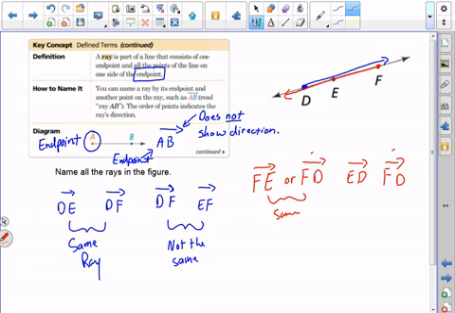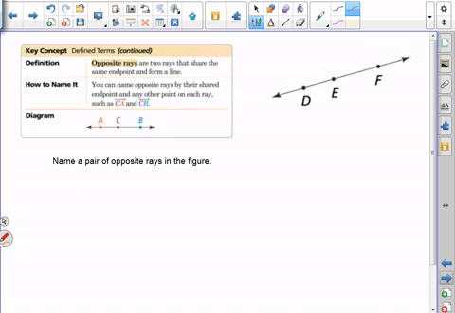Now, keep in mind, the order matters when we start to name arrays. And the first letter in the name has to be the endpoint of the ray. The second point simply tells you what direction you're going. And speaking of rays, let's take a look at what opposite rays are. So what I want you to do is I'm going to ask you a question, and I want you to answer this question yourself. And when you're done, come back and see whether I agreed with you or not.